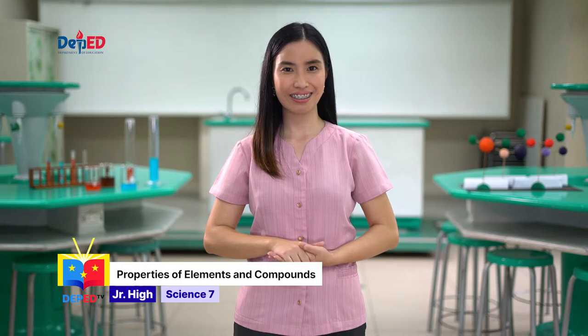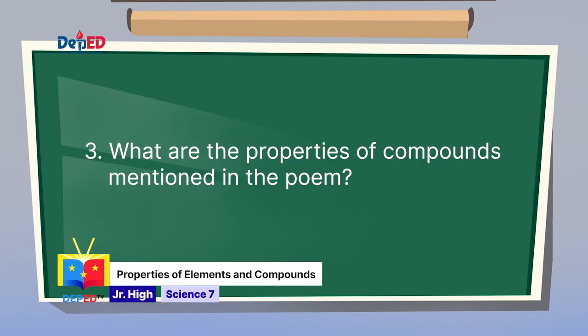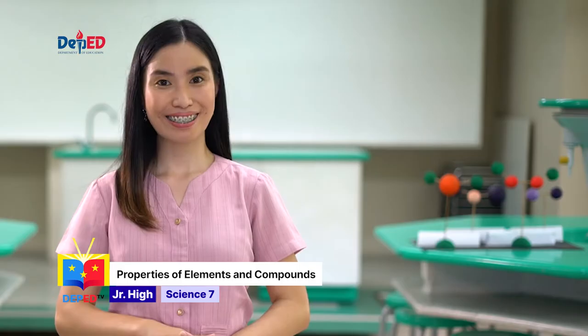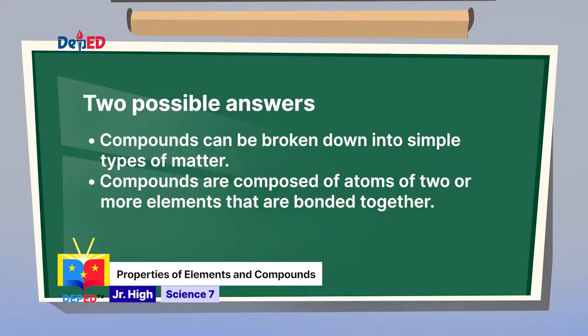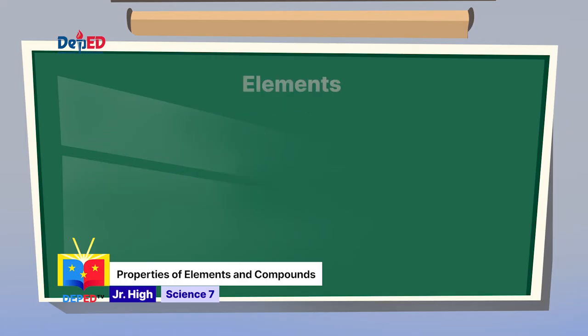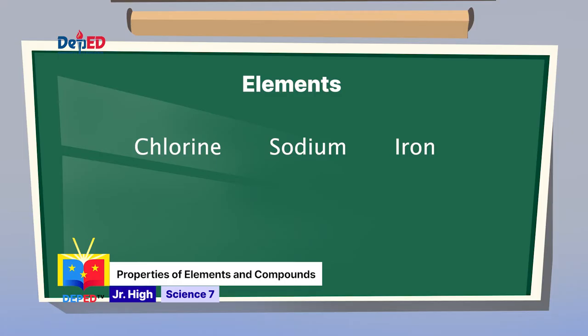Next question. What are the properties of compounds mentioned in the poem? For this question, there are two possible answers. First, compounds can be broken down into simple types of matter. Second, compounds are composed of atoms of two or more elements that are bonded together. Elements are chlorine, sodium, iron, hydrogen, and oxygen.